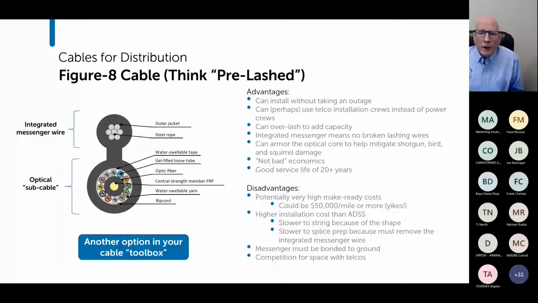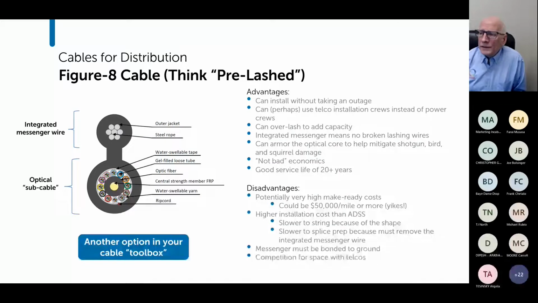Figure 8 cable I want to throw in for consideration. Don't see a whole lot of this in the utility world. You do see quite a bit of it in other applications. A lot of departments of transportation around the United States use figure 8 cable. And one way that you can think about it, as I put up here, is pre-lashed. So essentially, the construction is you have an integrated messenger wire and a fiber optic cable integrated to it. So here's your messenger cable, here's your optical subcable, and then you've got this connecting piece to keep them together.